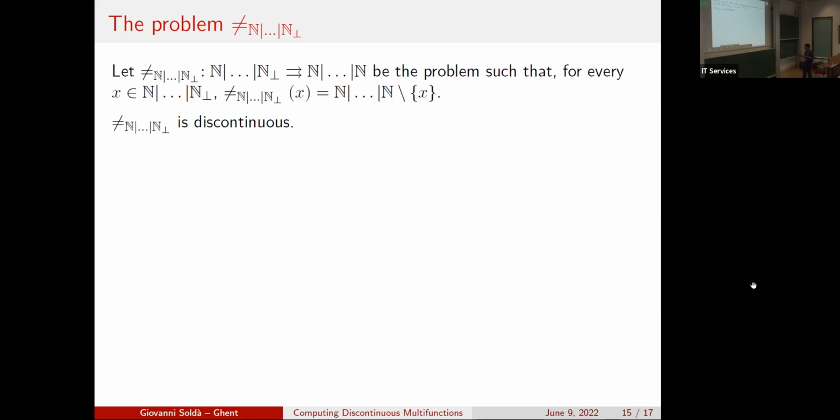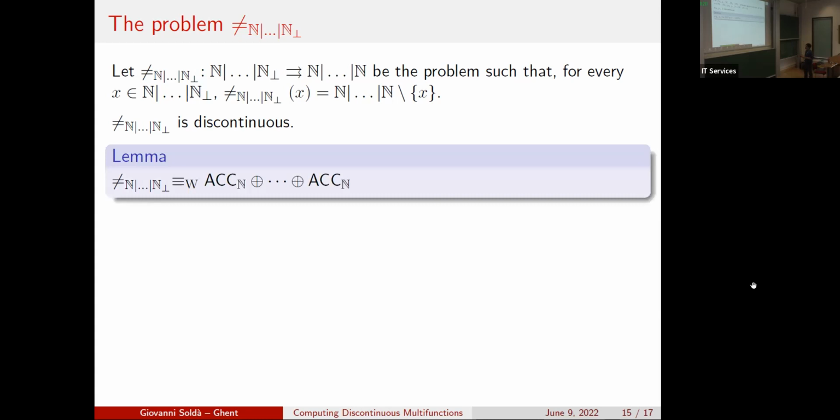Now again, it's easier to see that this is discontinuous, essentially for the same reason that sequential ACCN was discontinuous. As soon as you fix a potential image of the limit point, it's very easy to find something that avoids it. And what is going on here? Again, there is no need to use any oracles. We can actually show that inequality for this space with bottom is Weihrauch equivalent to n sums of ACCN.